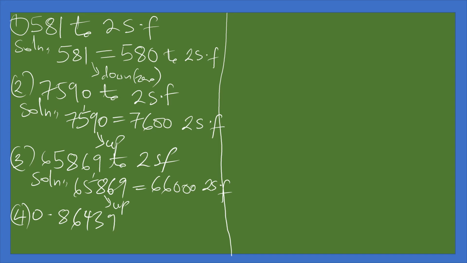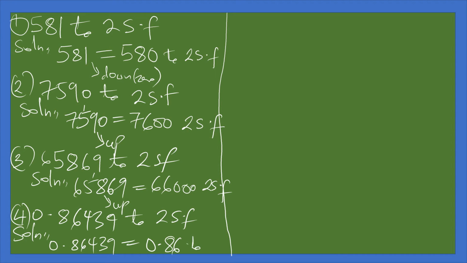0.86439 towards two significant figures. Now solution: 0.86439 will now be equal to what? The answer is going to be equal to what? 0.86 to two significant figures. Now you were expecting me to write 0.86000. No, this is not applicable.